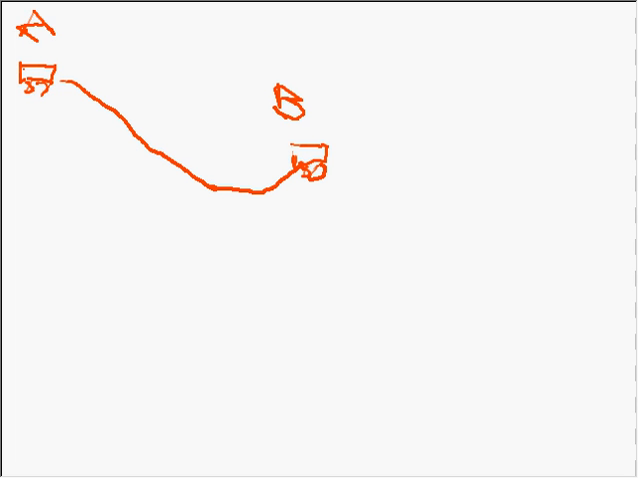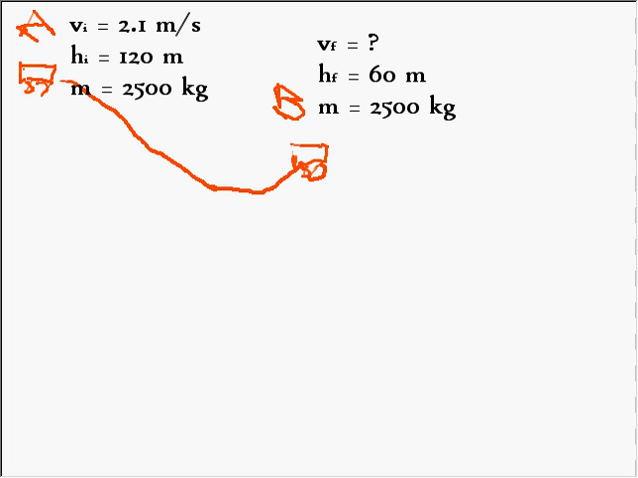Let's go ahead and list off the knowns and unknown information. In this problem, let's say that at the very start of the ride, the initial velocity is 2.1 meters per second. It's not moving very fast. It's at a height of 120 meters, and the mass of the cart is 2,500 kilograms, along with the passengers. At point B, let's say the height of the hill is only 60 meters. The mass is still 2,500 kilograms, and we want to know what's the final velocity at point B in terms of the speed of the ride.